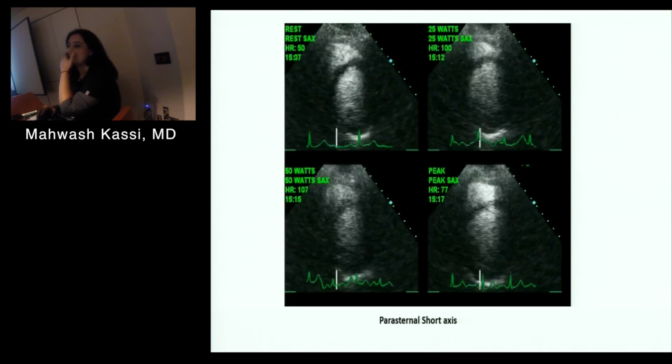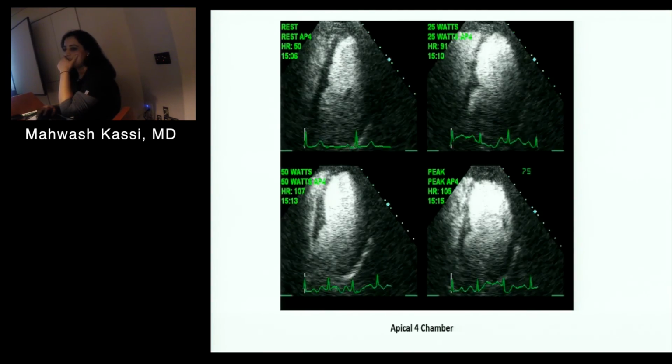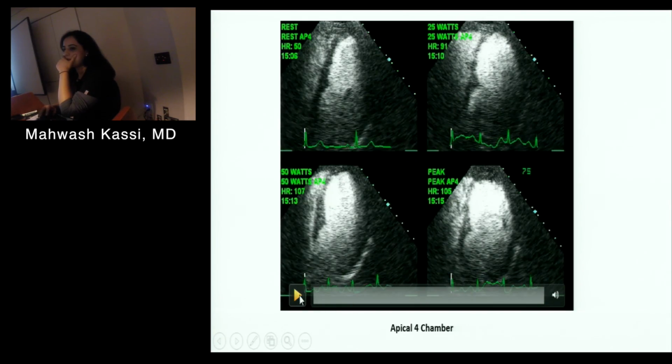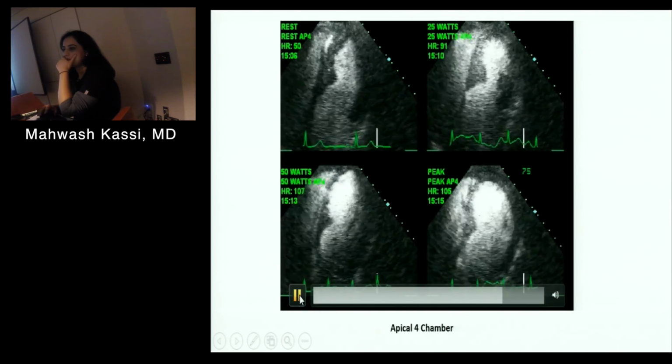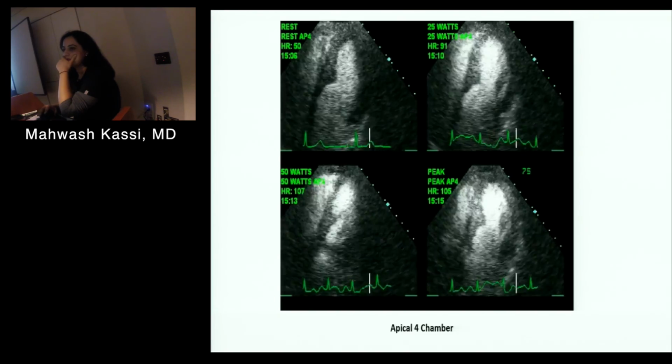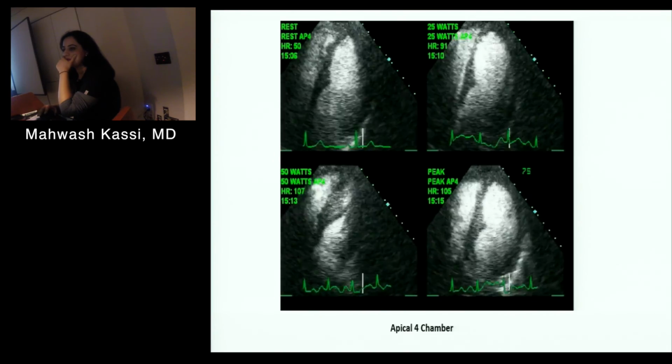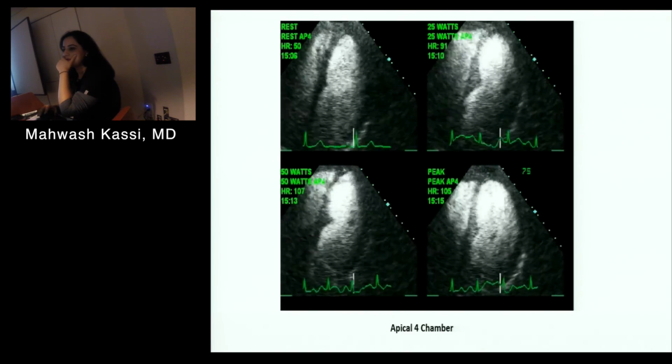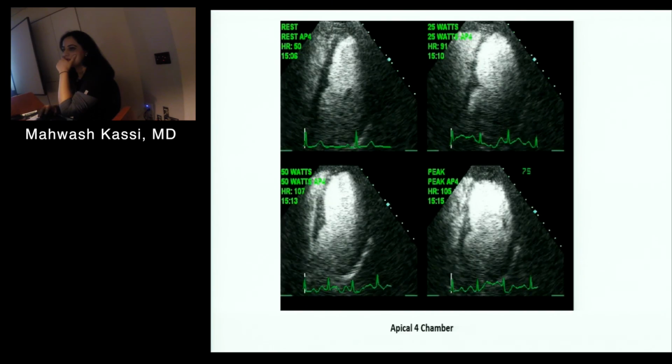I guess the inferior septal. Okay, I'll let you look at this one. I guess it's the best on this view. Inferior septal.